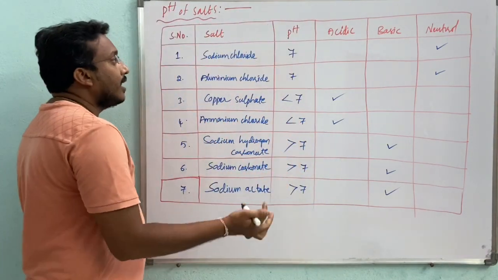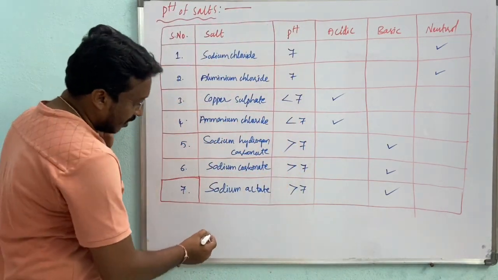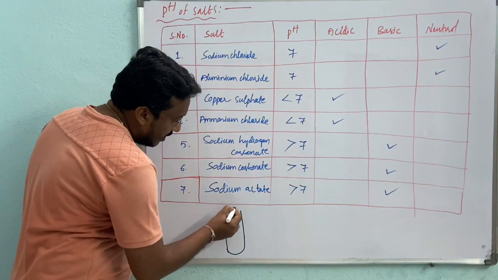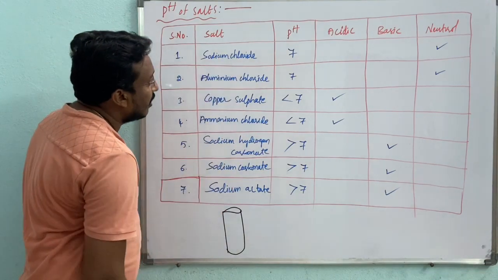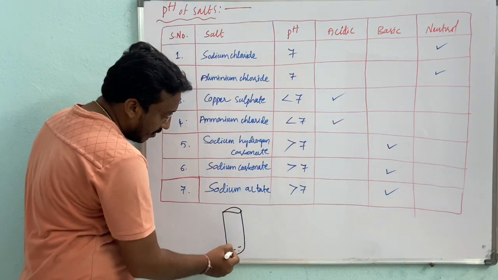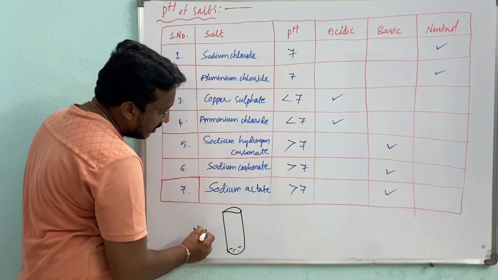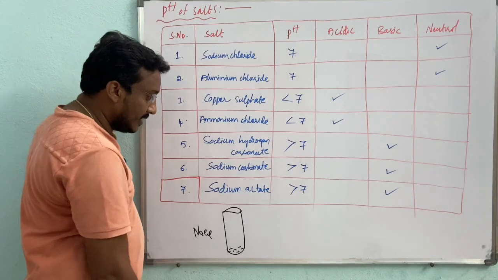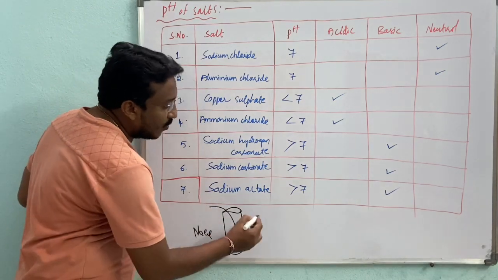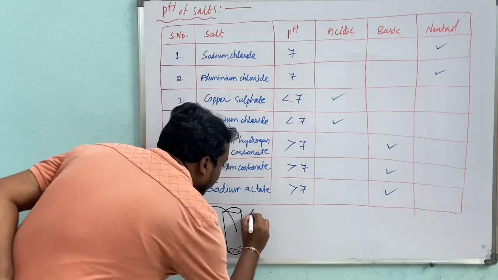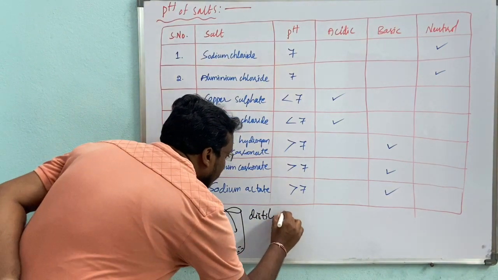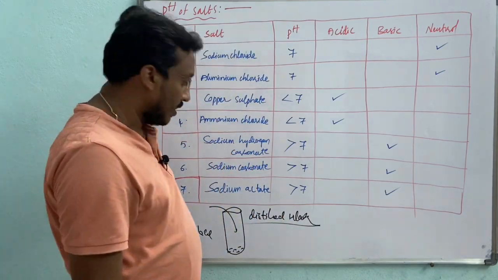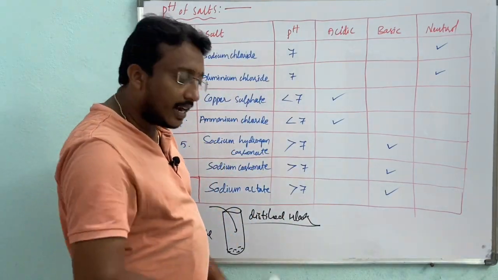Very simple. Take a test tube and take a salt. For example, sodium chloride. I have taken 2 grams of NaCl in a test tube, and add distilled water. Which water? Distilled water. Add distilled water to the test tube and stir it.